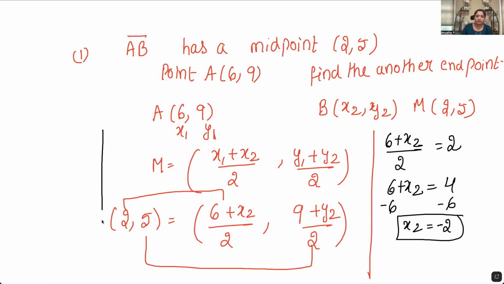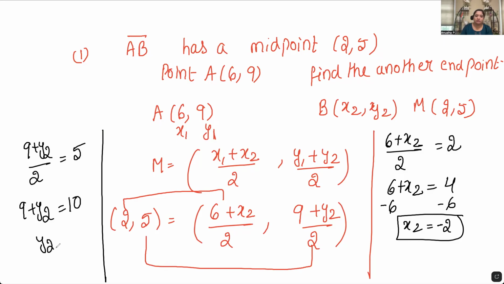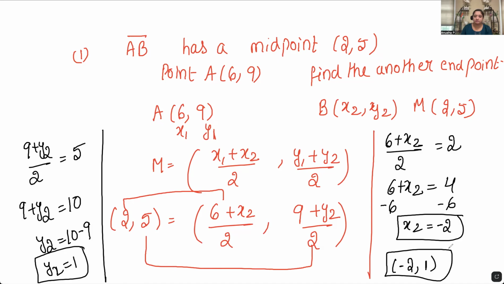Similarly, if you want to find the y value, 9 plus y2 over 2 is equal to 5. Cross multiply. So 9 plus y2 equal to 10. y2 equal to 10 minus 9, which is 1. So the endpoint will be negative 2 comma 1. Is it clear? The endpoint will be negative 2 comma 1.